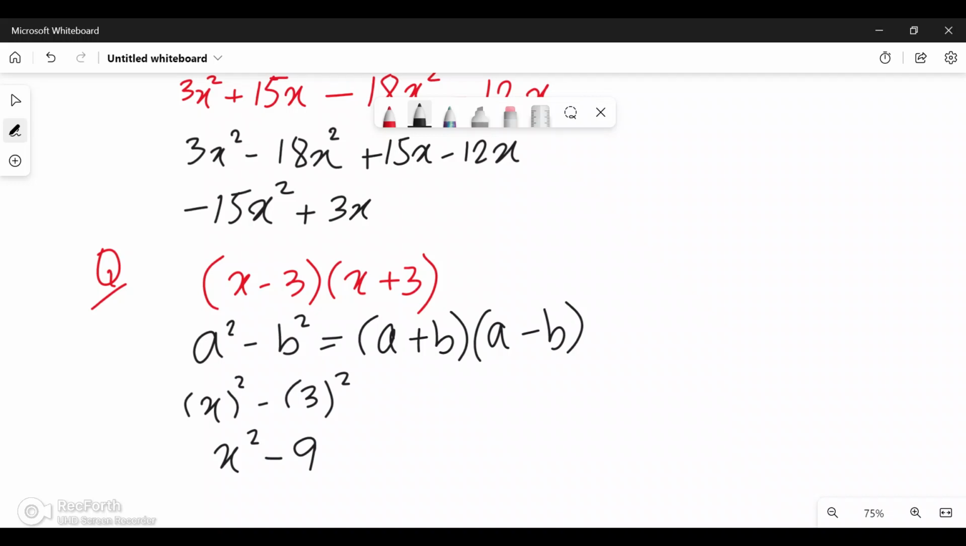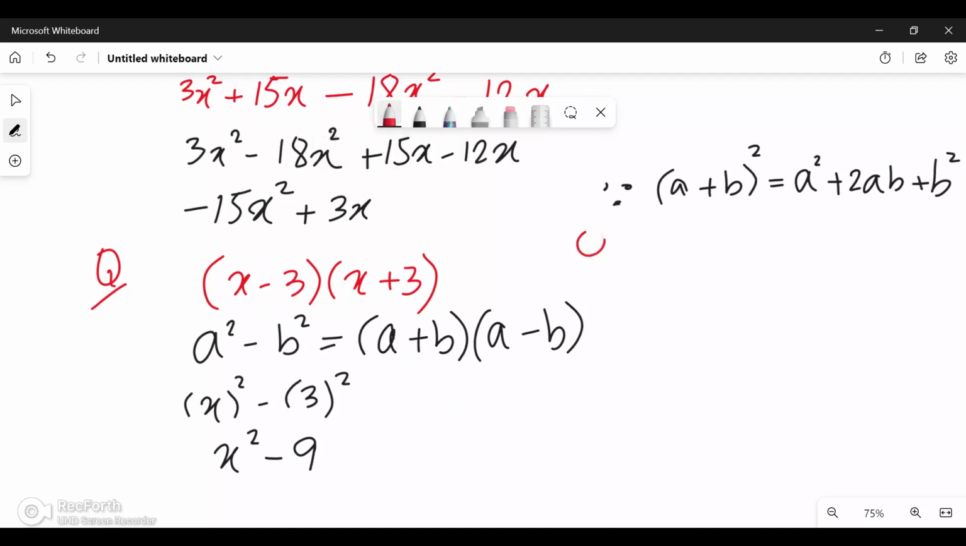This is a very important identity that you need to know and revise as well. Then we have another type of identity that may be asked in the exam: a plus b whole square. These two identities have a clear difference. In the previous one you had individual squares, but here you have a whole square. a plus b whole square is equal to a square plus 2ab plus b square.